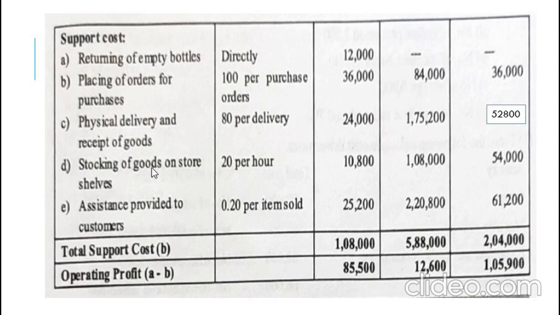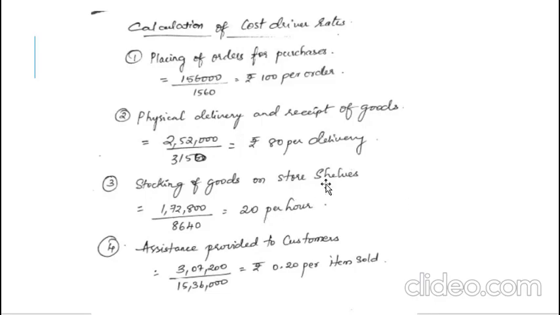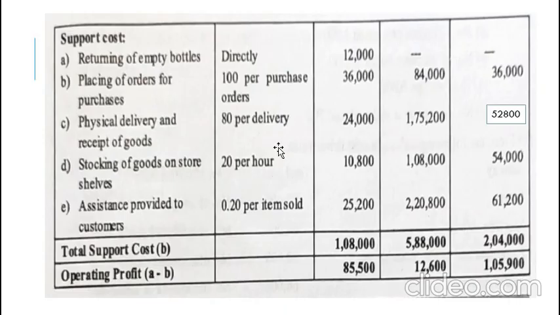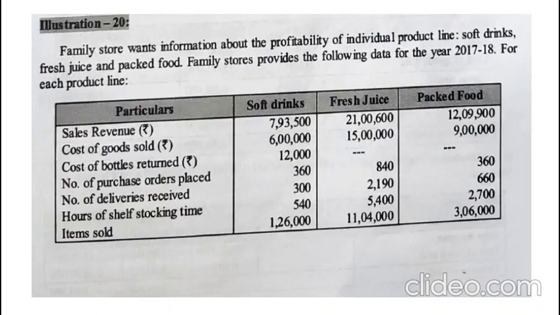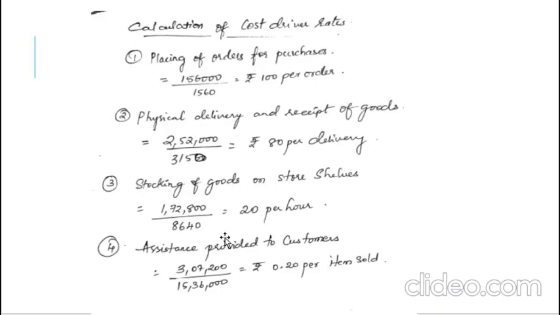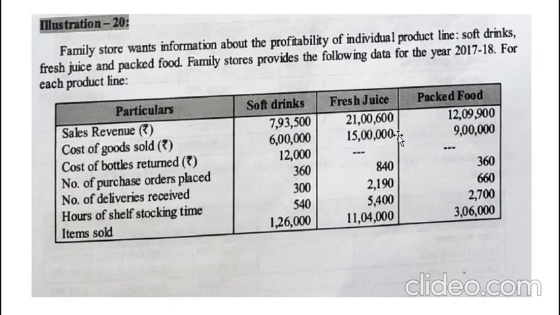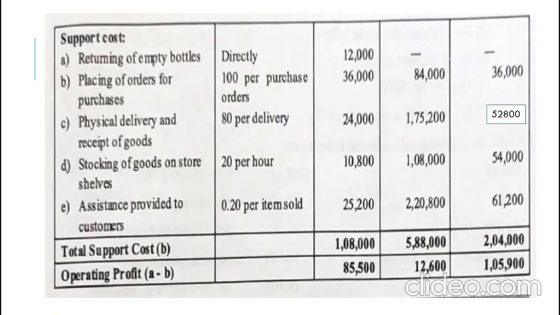Then comes the stocking of goods on store shelves, where we have rupees 20 per hour. The hours of shelf stocking time is 540 for soft drinks, so 540 into 20 gives us 10,800. Next, for fresh juice it is 5,400, so 5,400 into 20 gives us 1,08,000. For packed food it is 2,700, so 2,700 into 20 gives us 54,000.